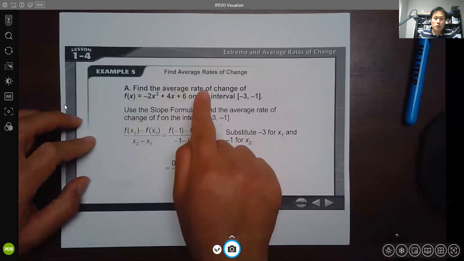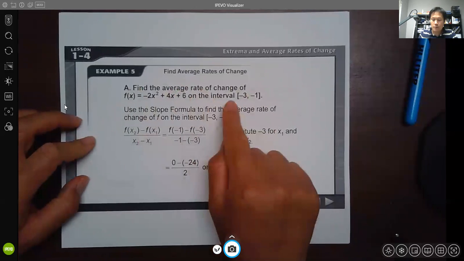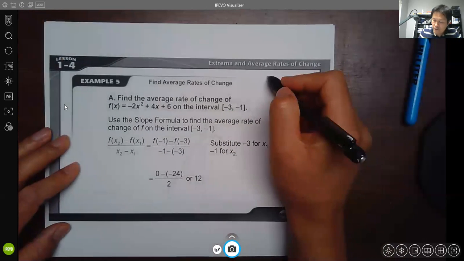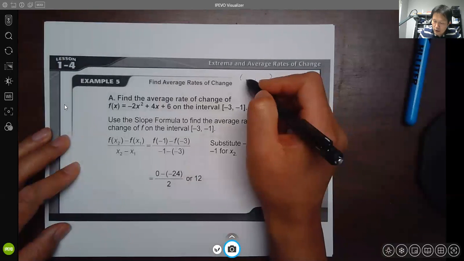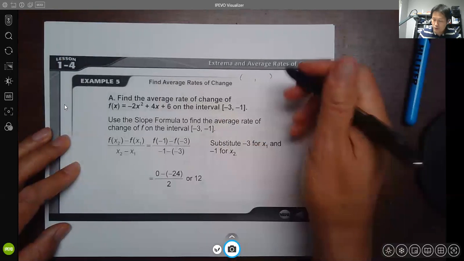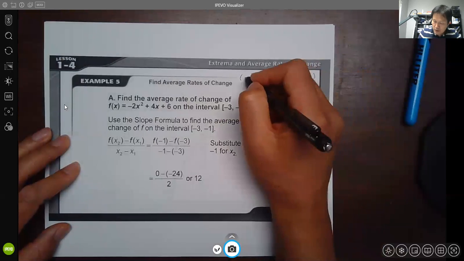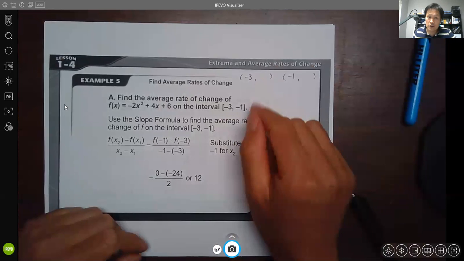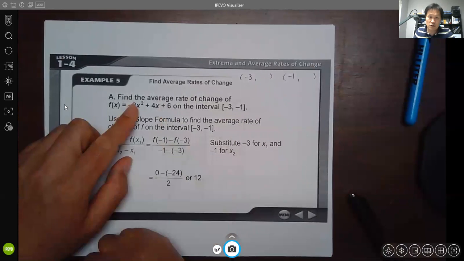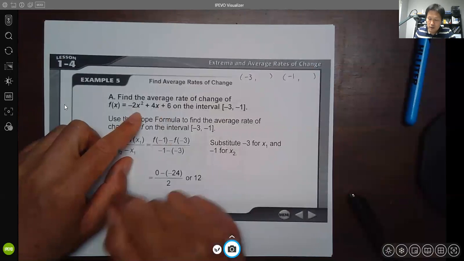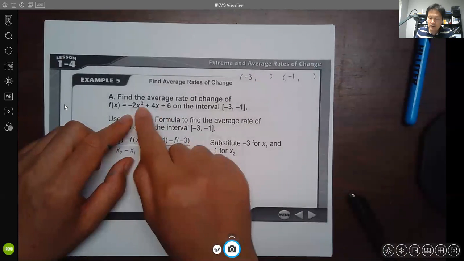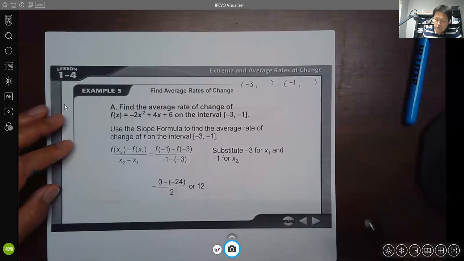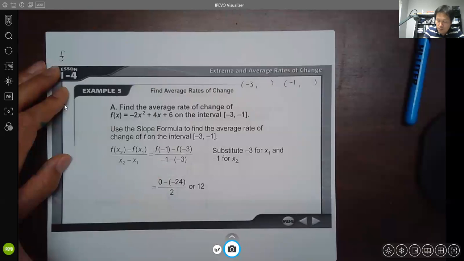So find the average rate of change of this function on the interval minus 3, minus 1. So what do you do? You're going to find the 2 points first. I gave you 2 x values. So minus 3 is an x value, minus 1 is an x value. How do you find the y value given a function? Plug it in. Minus 3, plug it in for x. Minus 1, plug it in for x. When you plug it in, make sure you use parentheses.